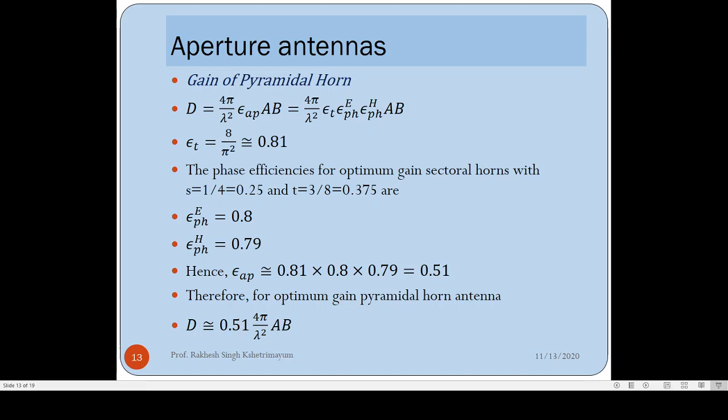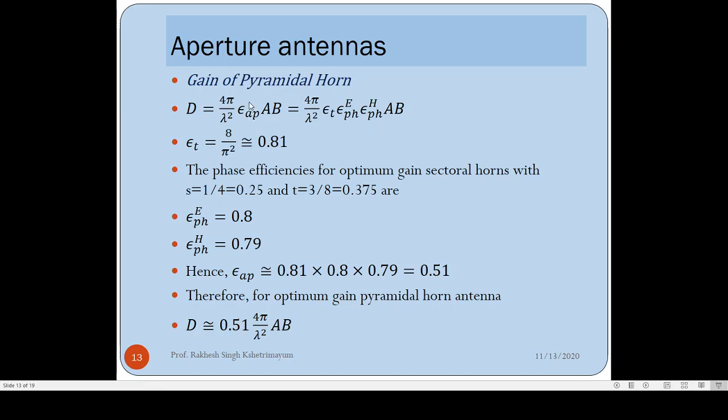Usually gain and the directivity of the horn antenna are very similar because the horn antenna has very low losses. So we actually treat this as directivity. You know that gain is equal to efficiency into directivity, but efficiency is very high, so directivity can be almost equivalent to the gain of the pyramidal horn antenna. That's why I have written gain of pyramidal horn antenna, and it can be found from the directivity of the pyramidal horn antenna. So this is the standard expression you have for the gain of the pyramidal horn antenna.